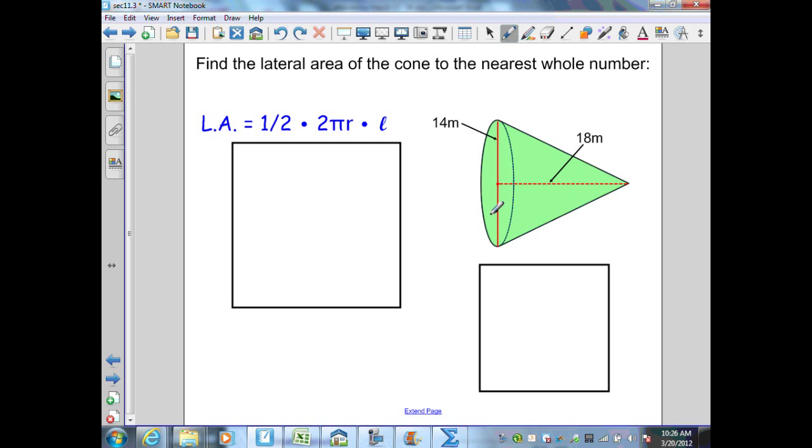I'm given a diameter of 14 meters and an altitude of the cone, which is 18 meters. The formula for lateral area of a cone is 1/2 times 2 pi r, which is the circumference of the base, times L, which is the slant height of my cone.